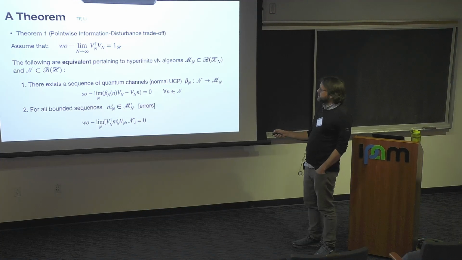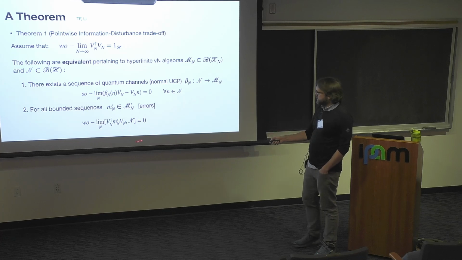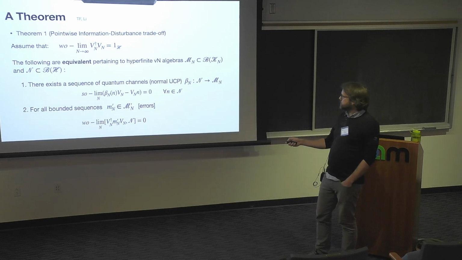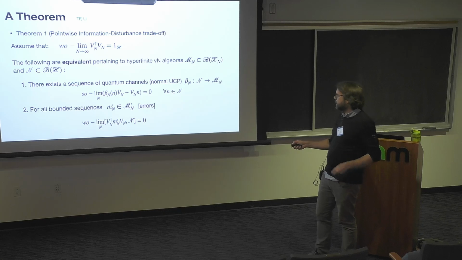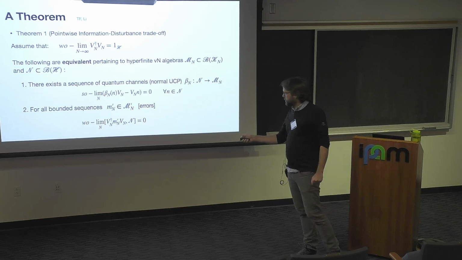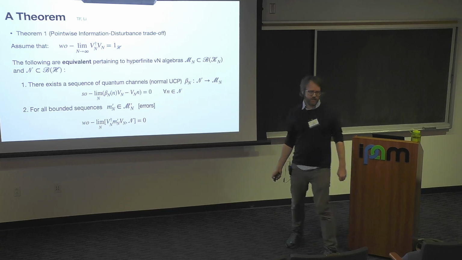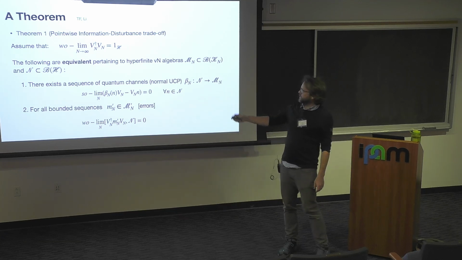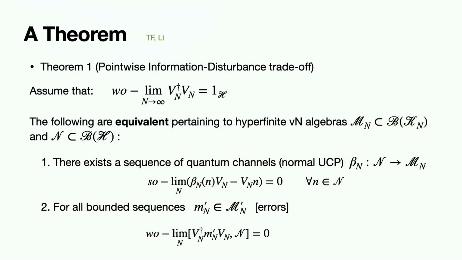Then this condition is equivalent to this condition, which looks a little bit like the Knill-Laflamme condition, where I take errors. The errors are in the commutant now of this M_n. And if I project them to the code, they commute with operators in N. Okay? So the claim, the theorem, is that these two things are equivalent. So we've replaced errors with these pointwise limiting errors.